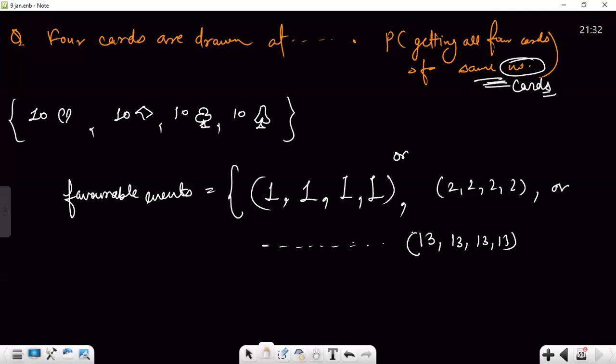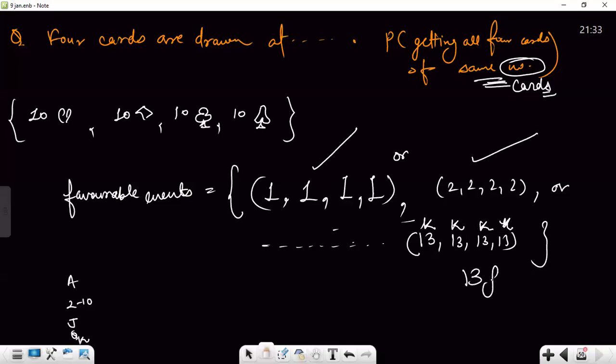What is the 13th? There's an ace, there are number cards 2 to 10, and there's a jack, queen, and king. They are the same-number cards. So how many favorable events are there? 1, 2, similarly, 13 favorable events are there.